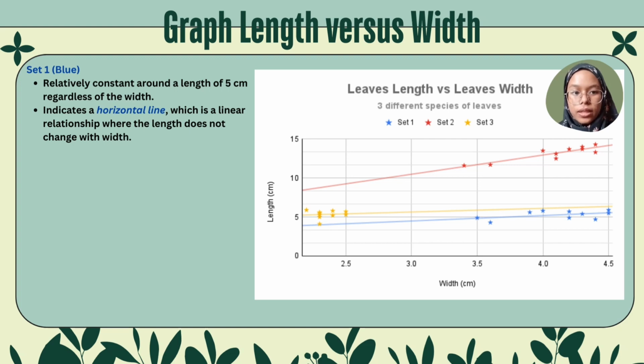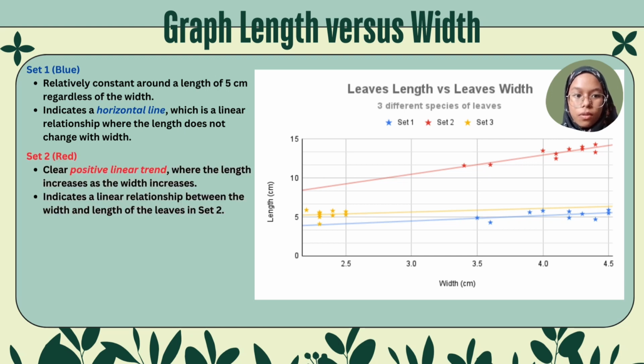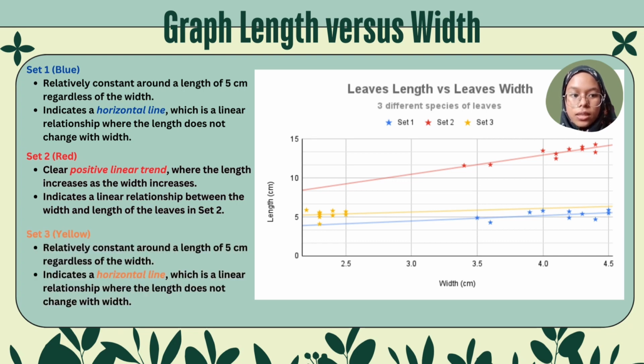For set 1, the data points for set 1 are relatively constant around a length of 5 cm regardless of the width. This indicates a horizontal line, which is a linear relationship where the length does not change with width. Set 2, the data points for set 2 show a clear positive linear trend where the length increases as the width increases. This indicates a linear relationship between the width and length of the leaves in set 2.